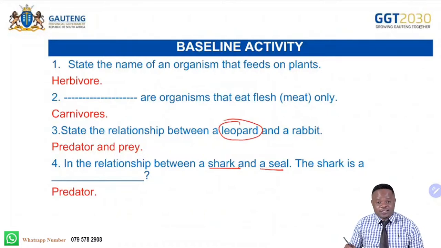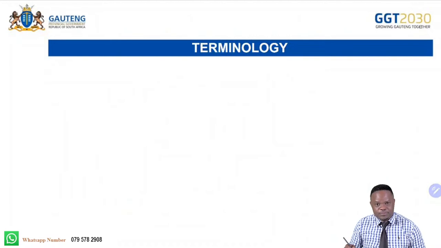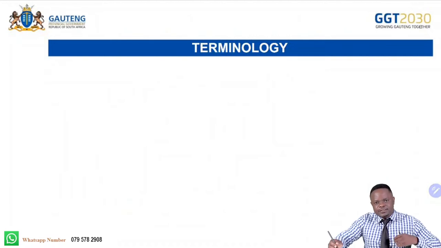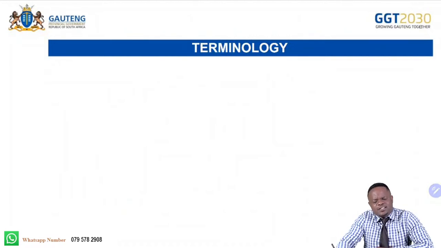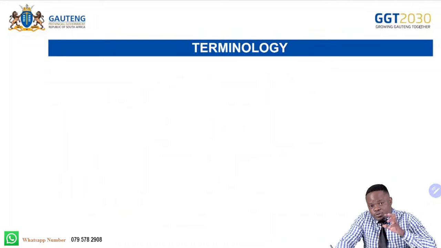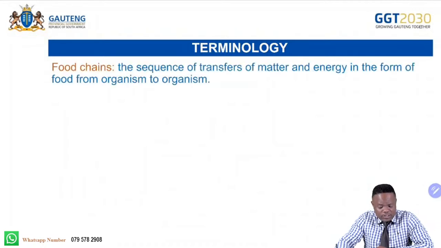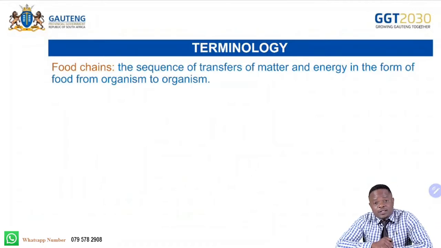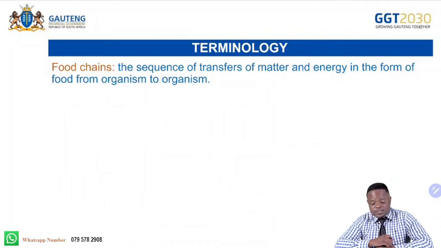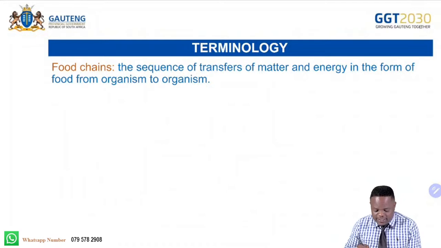Now let us proceed to our business for today. Let us start by defining our terms. I need you to master the definitions of these terms. The first one is a food chain, or food chains. When we're talking of food chains, we're talking of the sequence of transfers of matter and energy in the form of food from organism to organism.